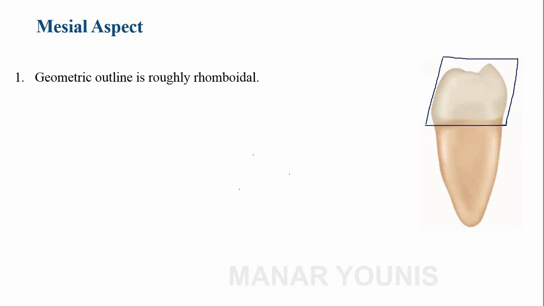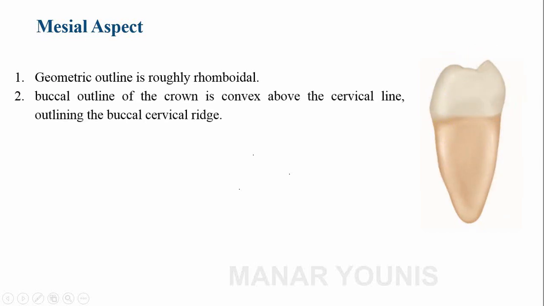The mesial aspect. The geometric outline of the mesial aspect is roughly rhomboidal, just like all other mandibular posterior teeth. The crown has a lingual tilt along its long axis. This arrangement, as was mentioned before, is to provide a proper occlusion with the opposing maxillary molars. The buccal outline of the crown, this is the buccal and this is the lingual.